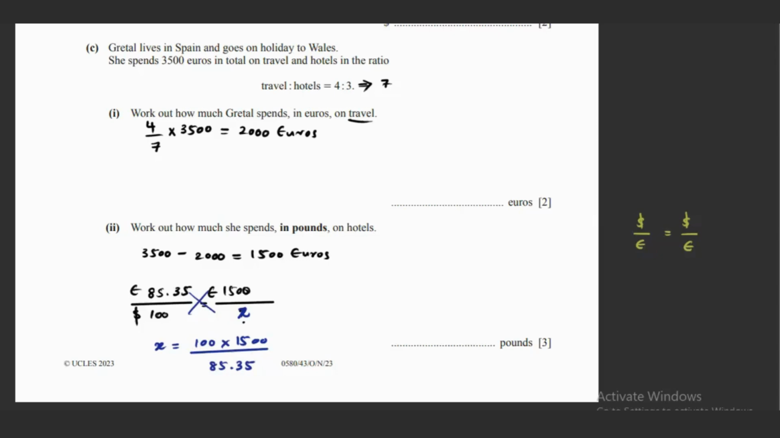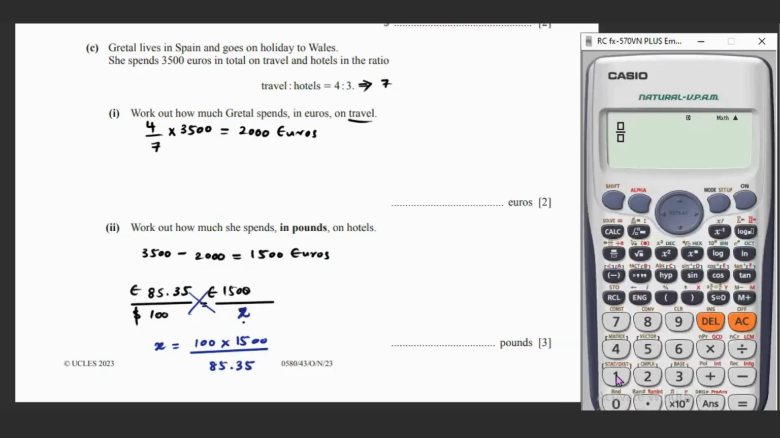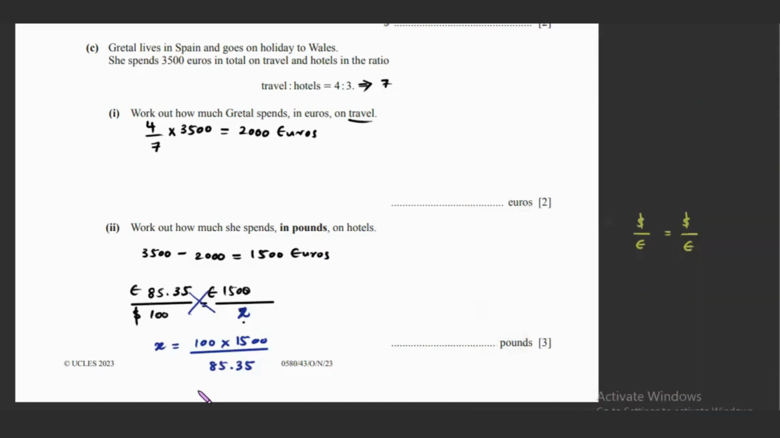So I'm going to put this in the calculator and see what we get. We have 100 times 1,500, and I need to divide it by 85.35. When I do that, this is the amount that I end up getting, which is 1,757.4692. We have a few more decimal places as well, so I'm going to write it as 1,757.4692 for now. This is going to be the value of X.